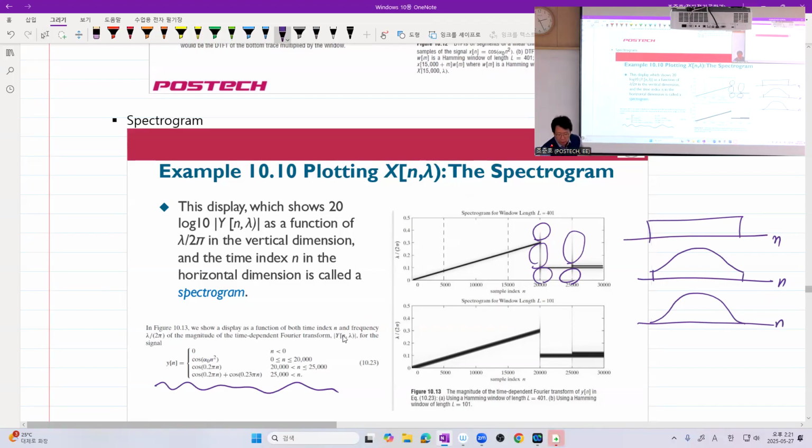By the way, this 20 log base 10 of the absolute value of the magnitude of the time-dependent Fourier transform is called a spectrogram. And the spectrogram is a very good function that shows how the frequency changes. Just a second. Is it log? Yeah. So this is n and this is lambda. Okay. Divide by 2 pi, by the way. Okay.